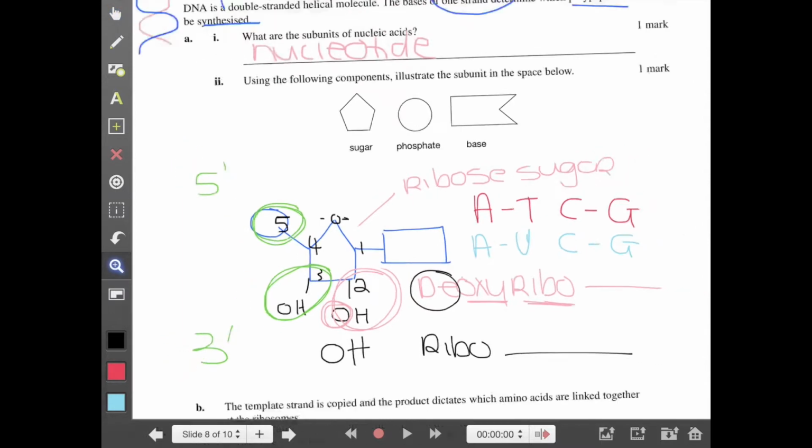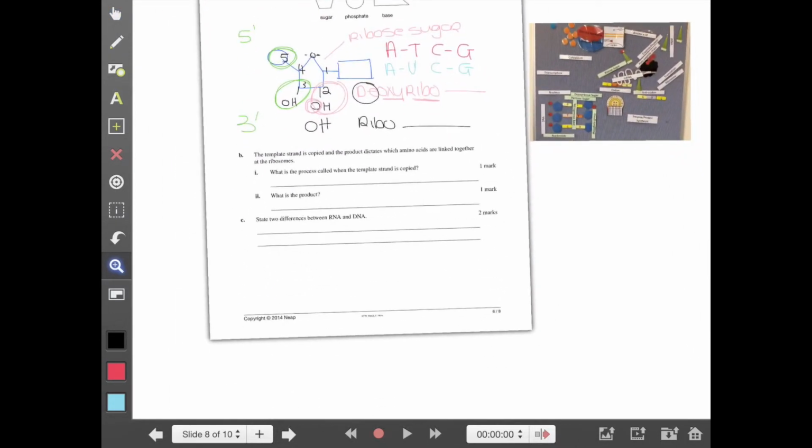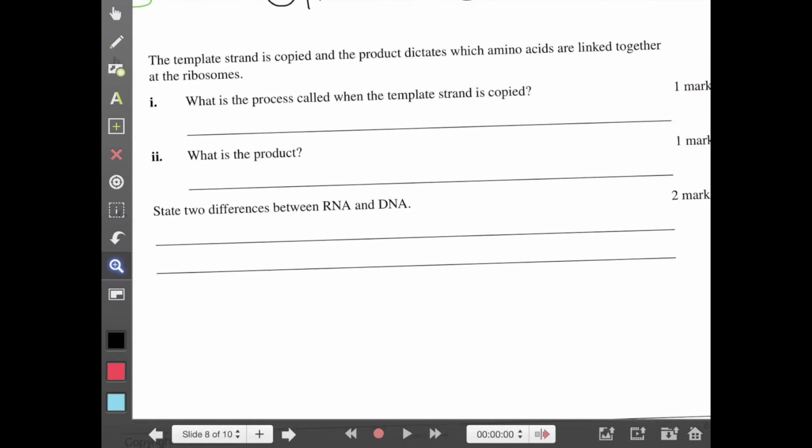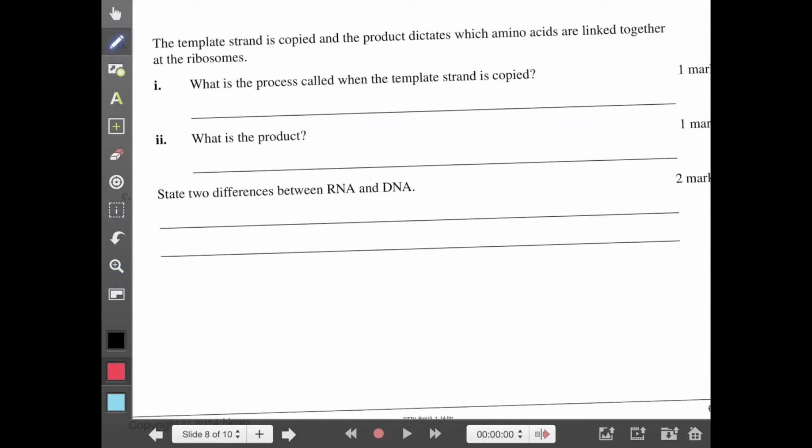All right, let's go on to the next part of the question. So the template strand is copied. Remember how we read at the top, it said that only one strand determines which polypeptide will be synthesized. That's referring to the template strand. So one strand is called the template strand, the other is called the non-template strand, or the coding and the non-coding. We'll go through that a little bit more when we go to Unit 4. And the product dictates which amino acids are linked together at the ribosome.